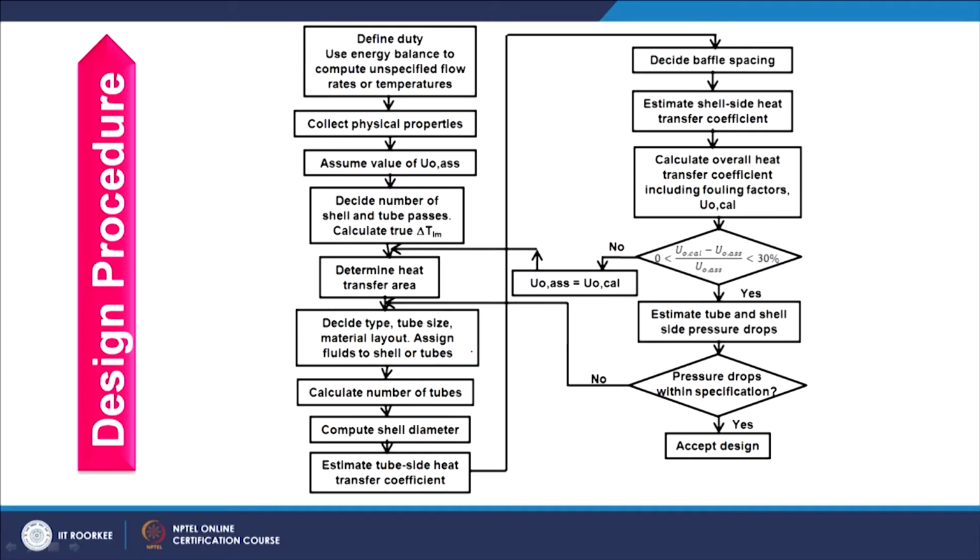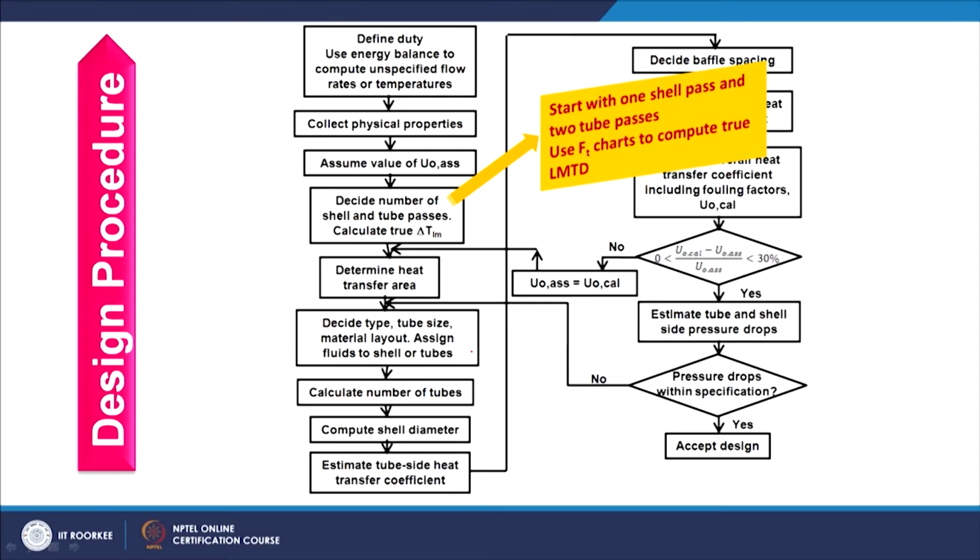Now once you have this overall heat transfer coefficient, next you have to decide the shell and tube passes, okay. To decide that, the basic design says that the passes should be 1-2 for the initial guess, right. So initially you will assume 1 shell and 2 tube passes, and if the criteria are not met, you have to increase the passes, either shell side or tube side or both, fine. Once you have 1 shell and 2 tube passes, you will find the FT correction factor, and then you can calculate the true LMTD, okay.